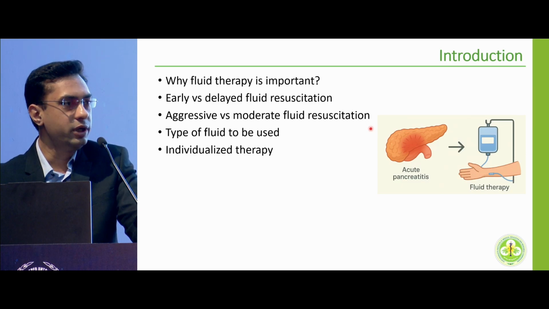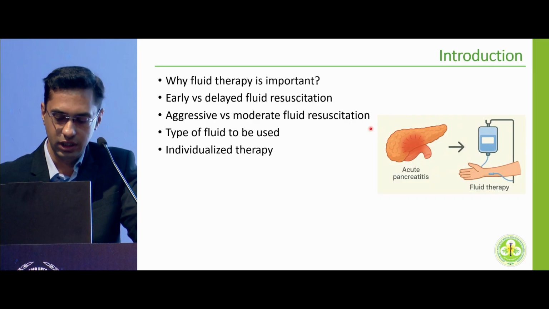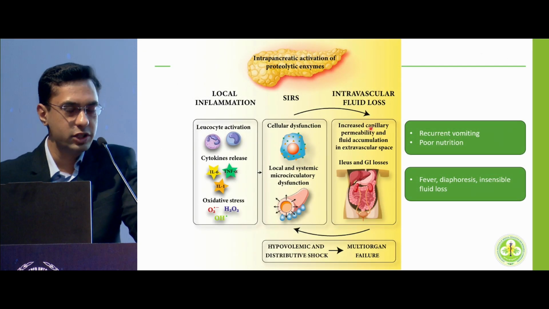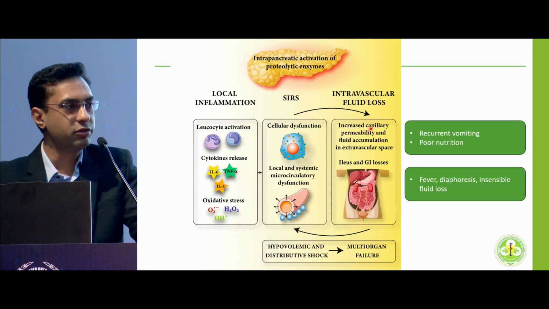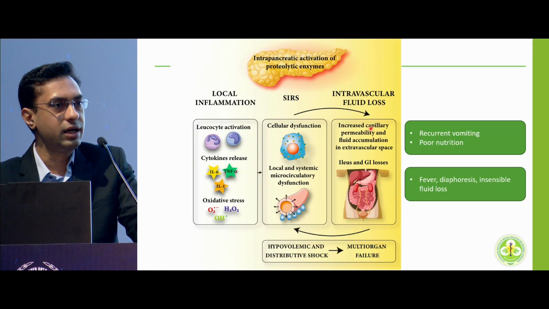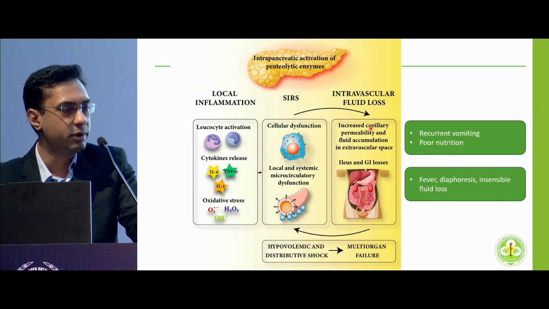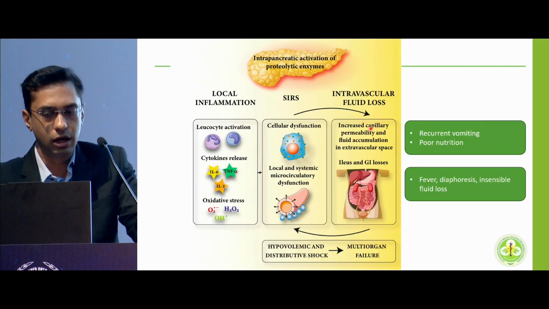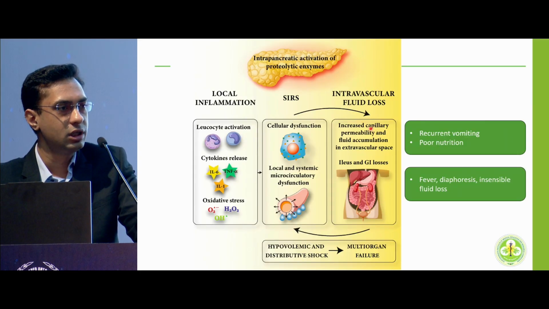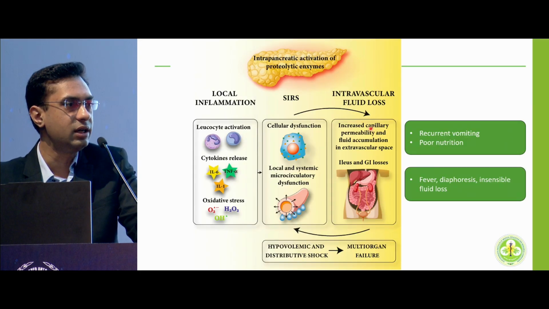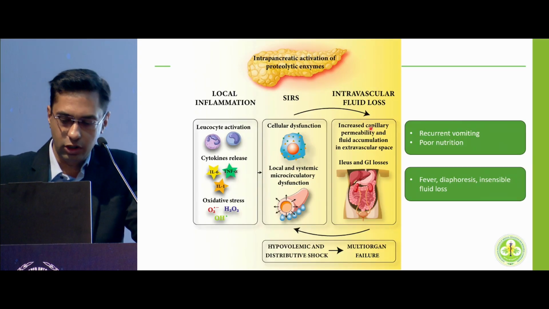Out of which, fluid management has a little bit more potential in finally changing the actual natural history of the disease itself. So why is fluid management important? Because as we all know, pathophysiologically, acute pancreatitis in the early phase is associated with a severe level of cytokine storm, which is associated with increased vascular permeability and more fluid sequestration. Along with that, there is recurrent vomiting, poor nutrition, and insensible loss, and all these things finally lead to hypovolemic and more of a redistributive shock, which finally leads to various kinds of local complications in terms of pancreatic necrosis as well as systemic complications.